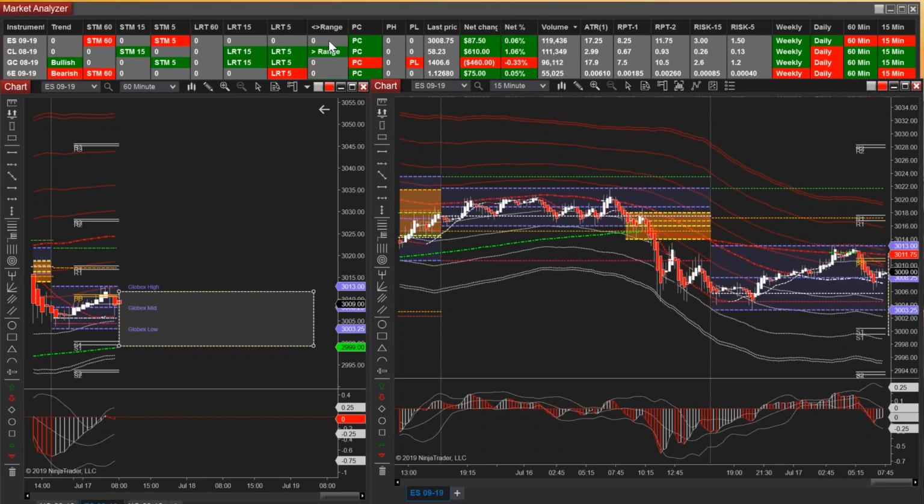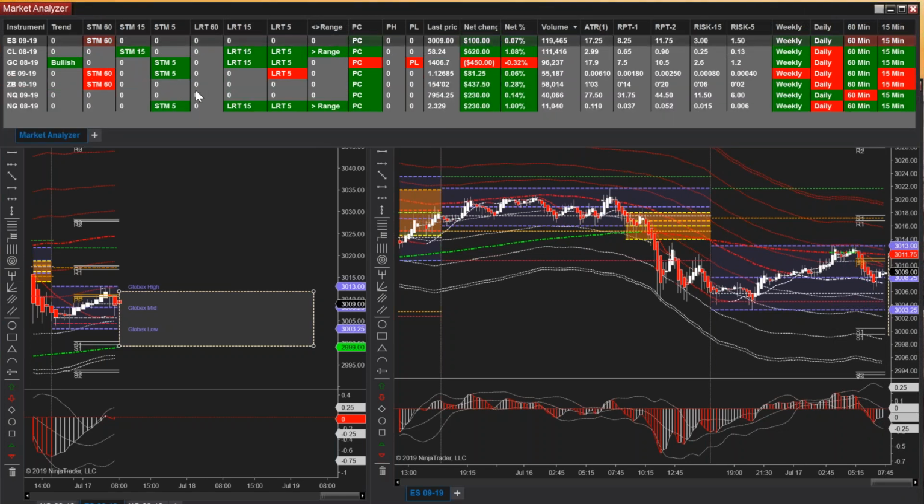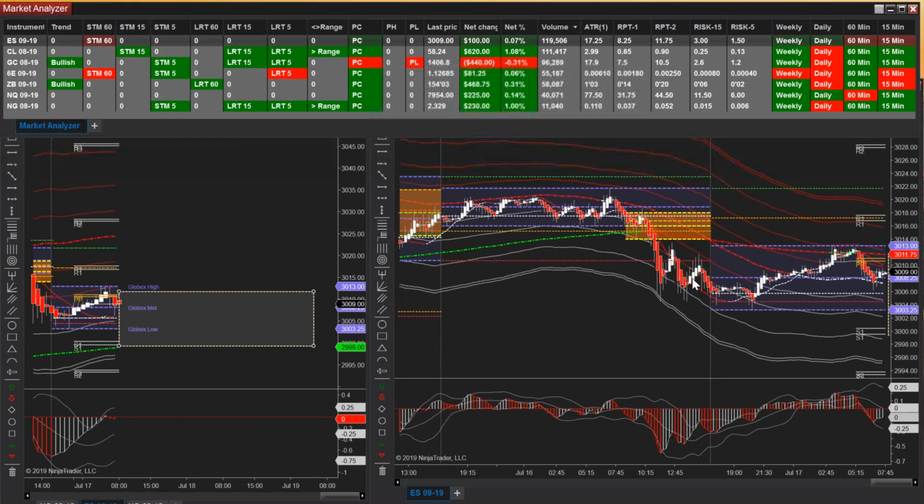Once the risk comes on, it's either going to be all red or all green. And you'll know when to start trading your short-term entries and where you're going to manage your risk, profits and stops.